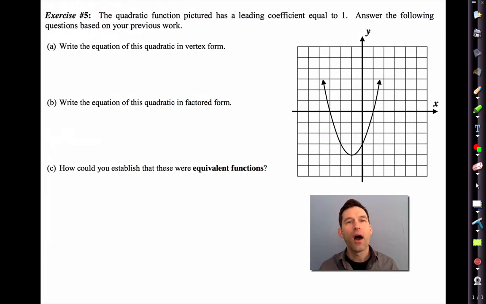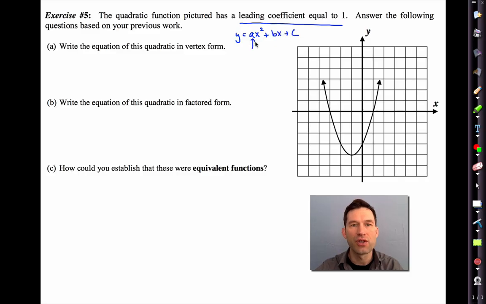Last problem. A quadratic function is pictured and has a leading coefficient equal to 1. Let's make sure that we understand that terminology, right? So a quadratic written in standard form is y equals ax squared plus bx plus c. The leading coefficient is a, right? So what they're telling me in this problem is that my quadratic has this look to it, x squared plus bx plus c, all right?